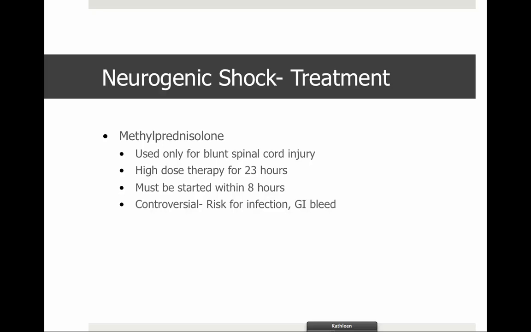The treatment is methylprednisolone, used only for blunt spinal cord injury, high-dose therapy for 23 hours, and must be started within 8 hours. It is controversial for risk of infection and or GI bleed.